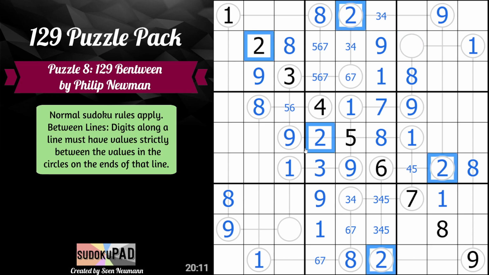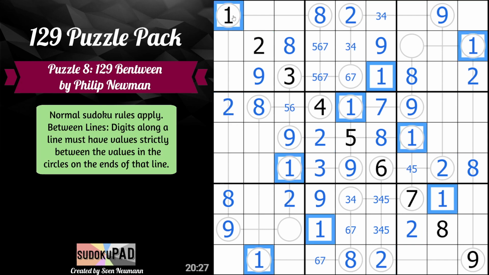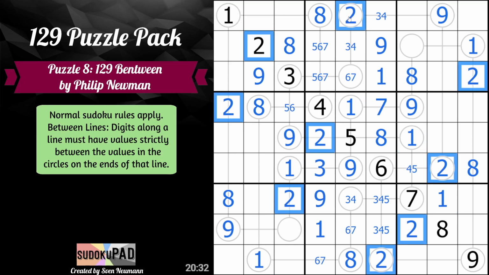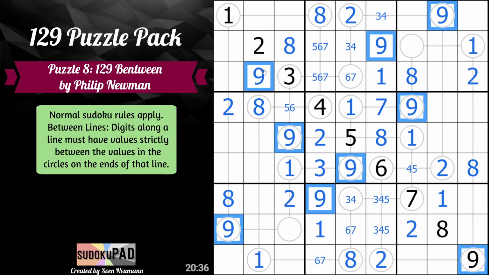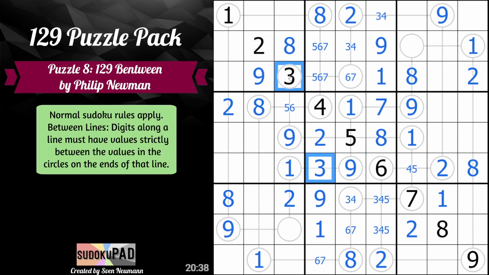So now, 2. Before, we would have had to say why this couldn't be 2, but in this case, I've already placed 8 there. So this is 2, this is 2, this is 2, and this is 2. And I think 1, 2, 3, 4, 5. Yeah, so we've done our 1s, we've done our 2s, we've done our 8s, we've done our 9s. So maybe 3s?